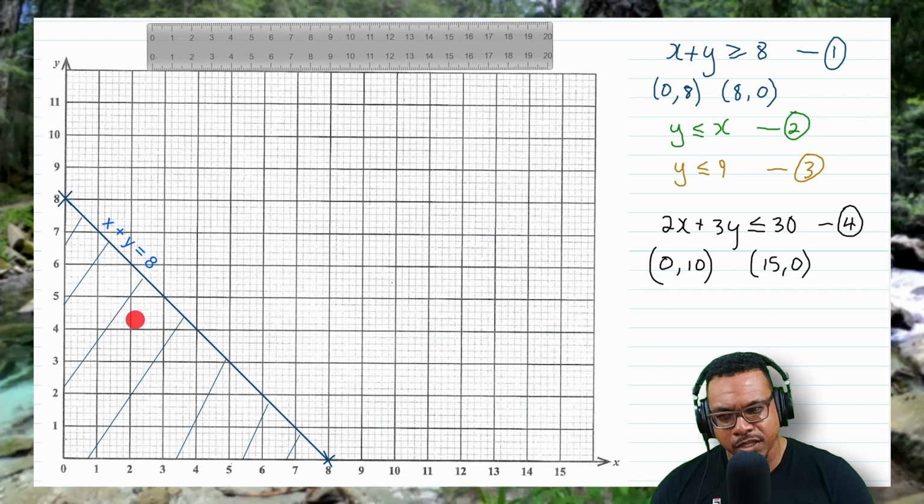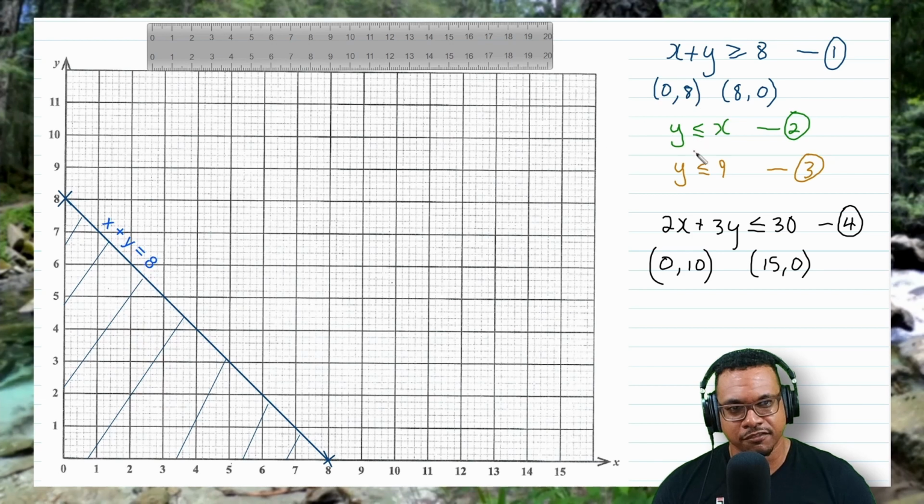So here we have the shading below the line, and as I said, this is the opposite direction as to more than or equal to 8. This is actually x plus y is less than or equal to 8, this region are shaded. But we say we're going the opposite because we have 4 inequalities and we have to shade for all 4, and we want the common region to be unshaded so we can easily recognize it. Okay? So next we're going to go to the inequality y is less than or equal to x.